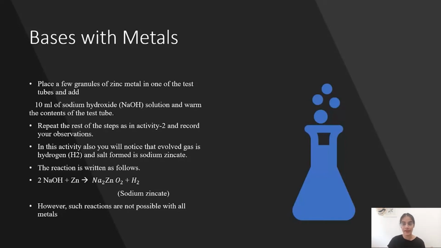If an acid reacts with a certain metal, then we will have the salt of that metal plus hydrogen gas. So that is it for how bases and acids react with metals. We know that when bases react with metals, such reactions that are being shown in front of you are not always possible.